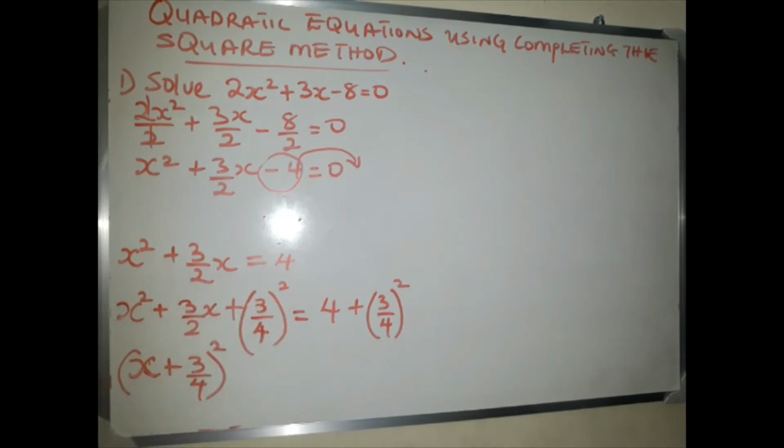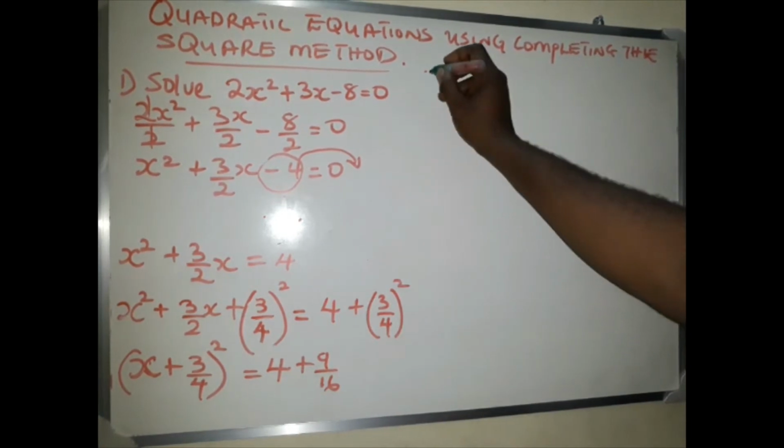You've completed the factorization of the left hand side, and you write your equal sign. Then on the right hand side, you do your arithmetic calculations. 4 plus, what is 3 over 4 raised to power 2? 3 over 4 raised to power 2 will give you 9 over 16. And then you go on to complete the sum of that.